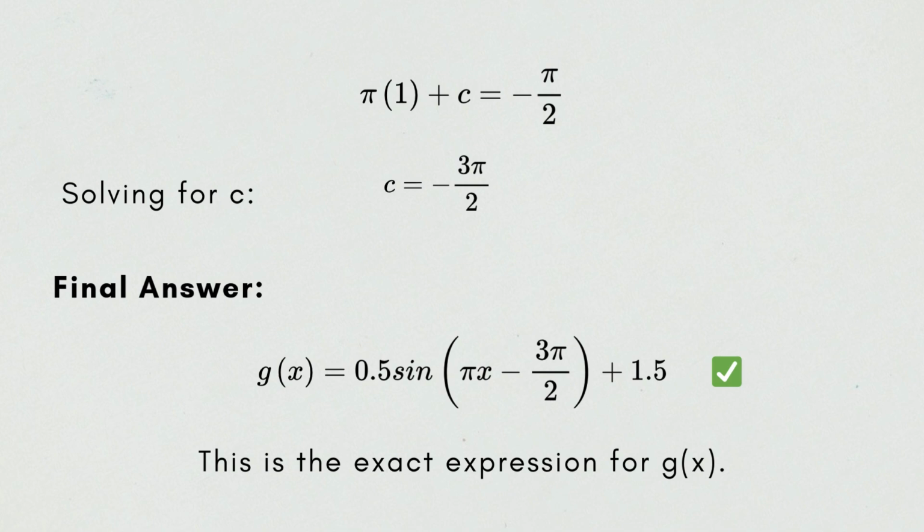Final answer. g of x is equal to 0.5 into sine of (pi x minus 3 pi by 2), plus 1.5. This is the exact expression for g of x.